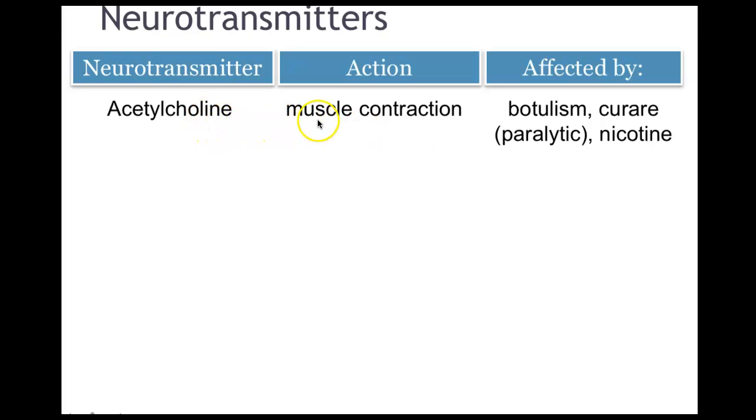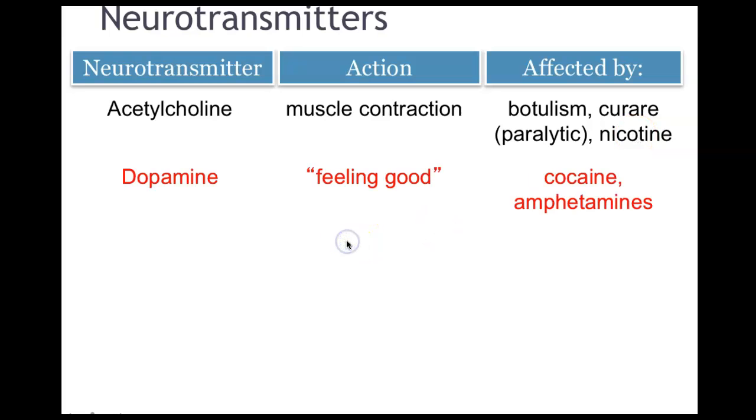Acetylcholine is going to be responsible for muscle contraction, and it can be affected by botulism, curare, which can be paralytic, and nicotine. Dopamine is your feel-good chemical. It can be affected by cocaine and amphetamines. Methamphetamine is an amphetamine. The drug Adderall is an amphetamine. Ritalin is an amphetamine. Those all kind of do the same thing.